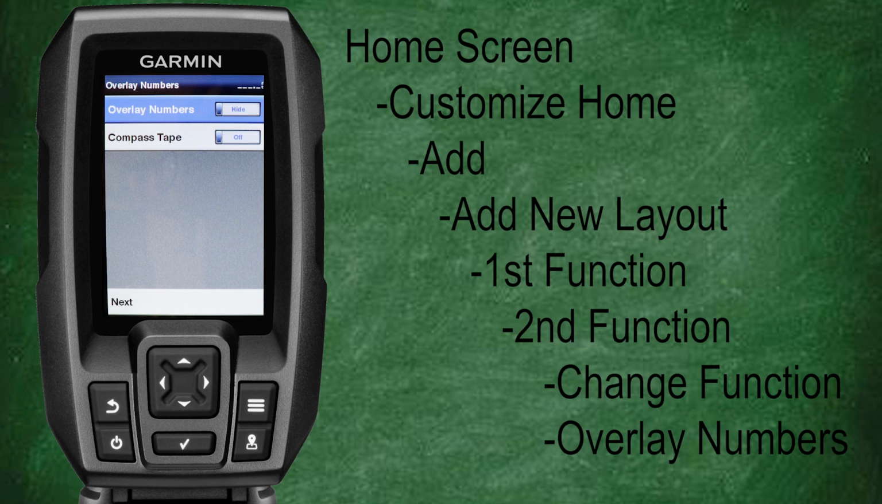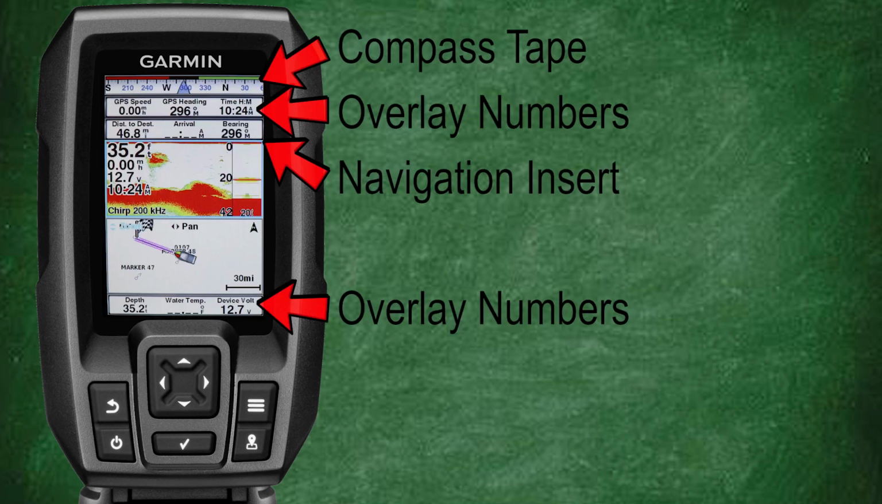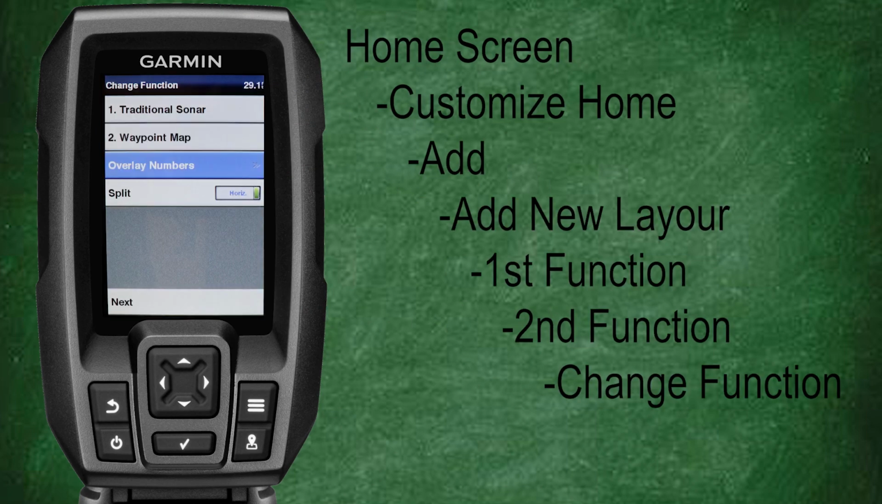And in case you're wondering what the screen looks like with the overlay numbers and compass tape turned on, here you go. As you can see, the information provided is not really worth giving up the extra real estate on the screen that can be used for sonar or waypoint maps. Now, this is just my opinion and my preference, so feel free to experiment with the features and see what your preference might be. Now let's get back to setting up our new combo screen.